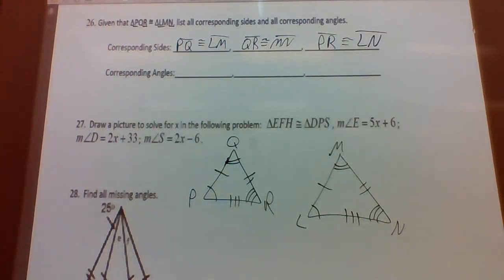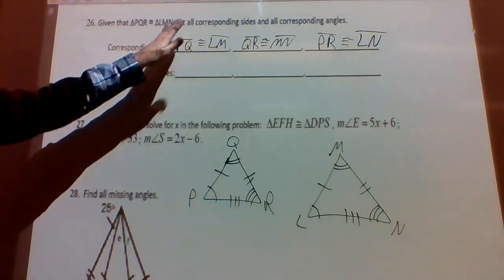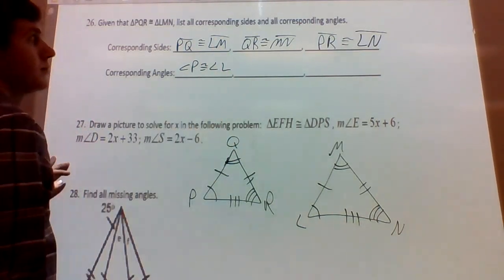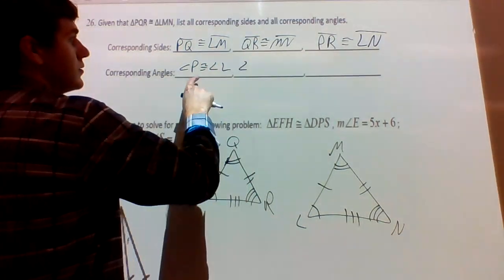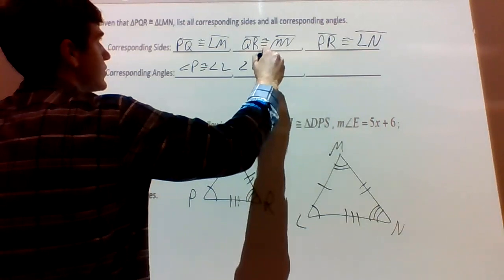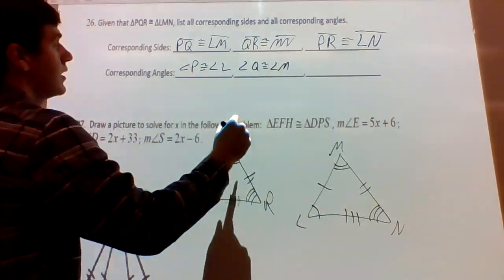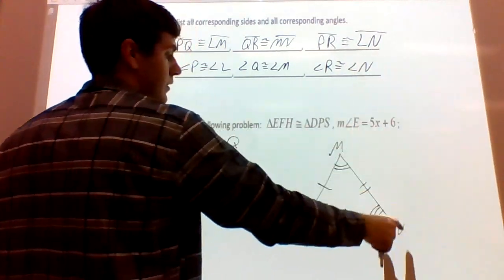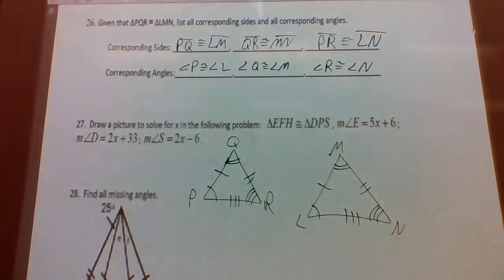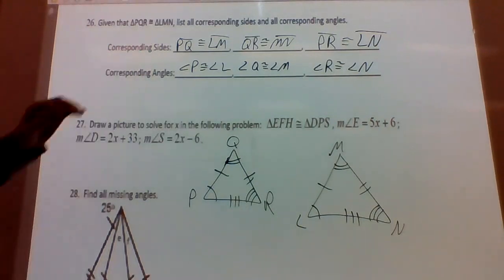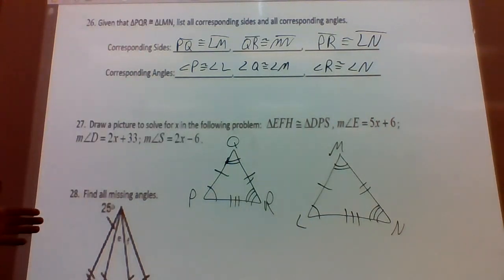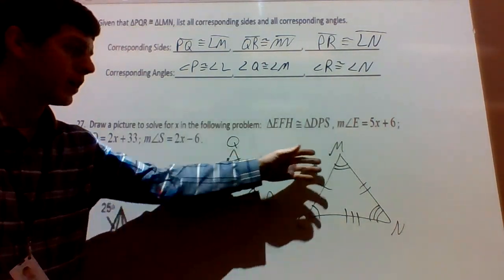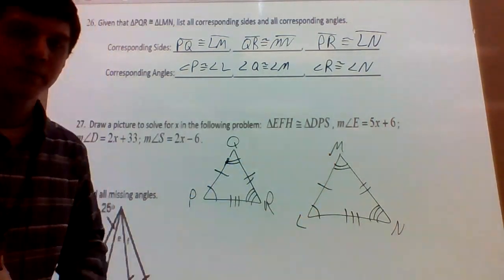Angles are easy. So angle P is congruent to angle L. Angle Q is congruent to angle M. And angle R is congruent to angle N. Again, if you can't get that from the diagram, from the congruent statement, which is just saying it in order, draw it out and we can see P and L, Q and M, R and N.